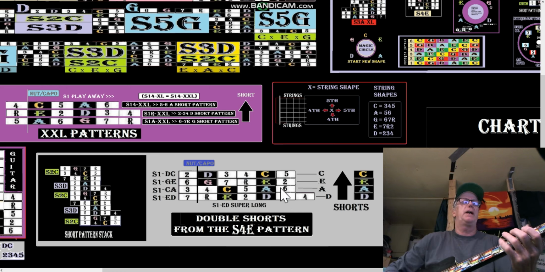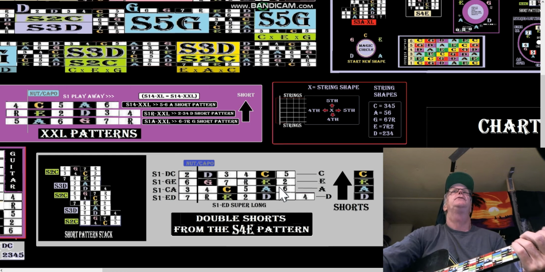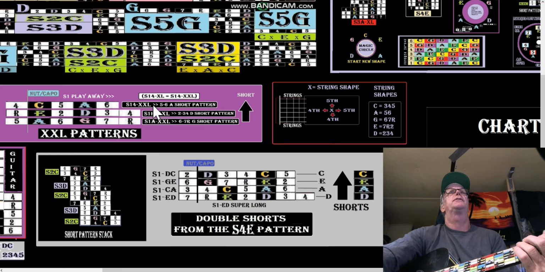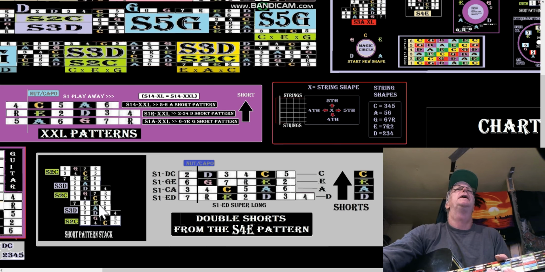So let's just count it. 4, 5, 6. So we're going to use this string shape, and we're just going to go 4, 5, 6, and that 5, 6 we're going to take it up in the A pattern right here. 5, 6, 7, root 2, 3, 4, 5, 6, 7, root 2, 3, 4, 5, 6.